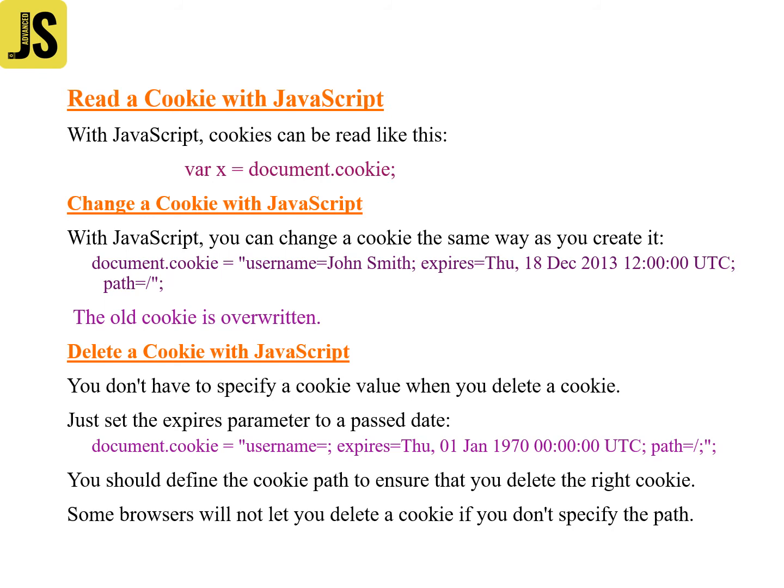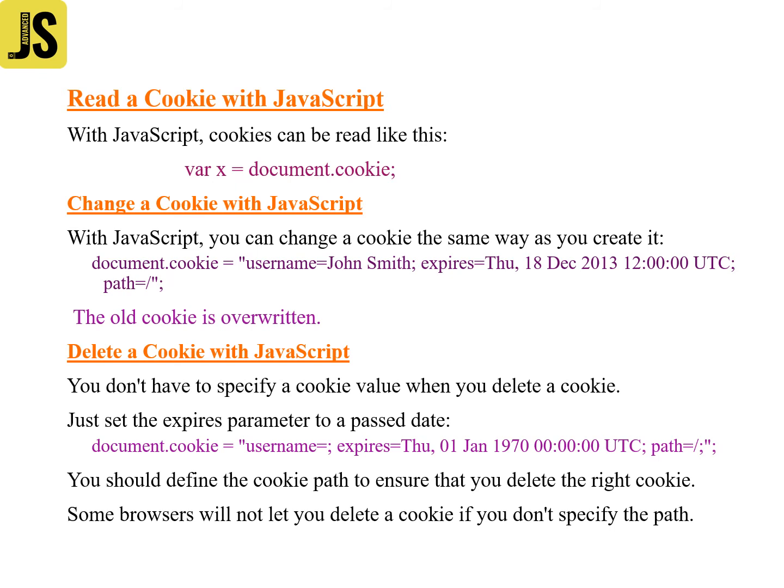Then let us see how we can delete a cookie with JavaScript. You don't have to specify a cookie value when you delete a cookie. Just set the expires parameter to a past date. If you want to delete a cookie with JavaScript, it is very easy. Just set your cookie's expiry date to an old date, so that the cookie will expire automatically.